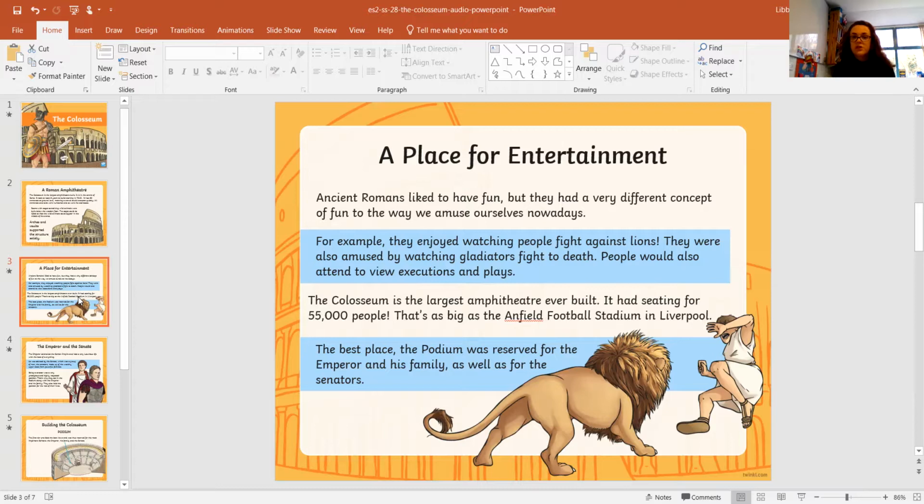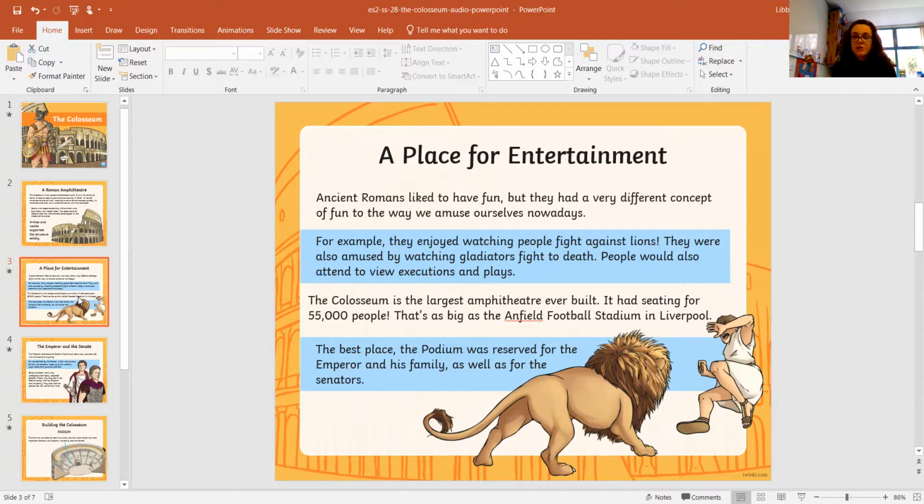So as I've said before, the Colosseum is the largest amphitheatre ever built, and it had seating for about 55,000 people. That's a lot of people. That's why they had to number all the entrances and exits and stairwells as well. So 55,000 people is roughly as big as Anfield Football Stadium in Liverpool, where Liverpool play. So if you think about football grounds nowadays, our modern day ones, how large they are, you could get the same amount of people into the Colosseum. Now, there were different levels of seating in the Colosseum, and the best place was the podium.